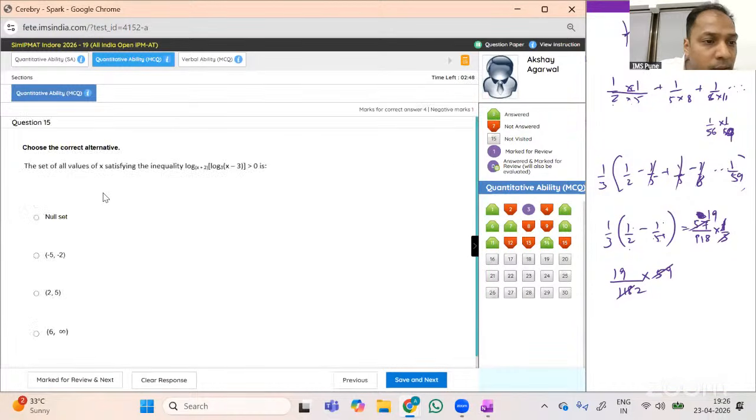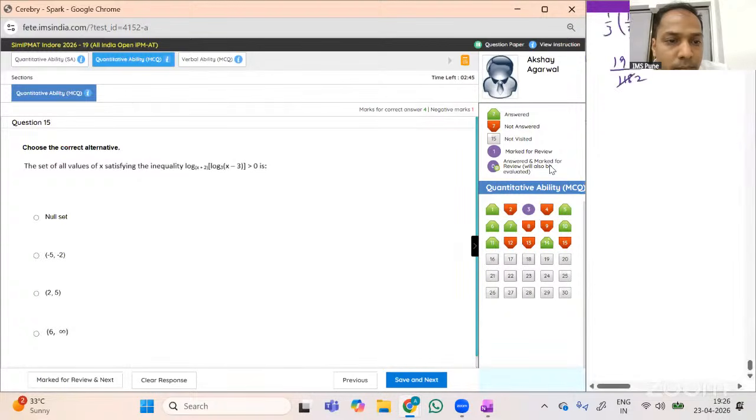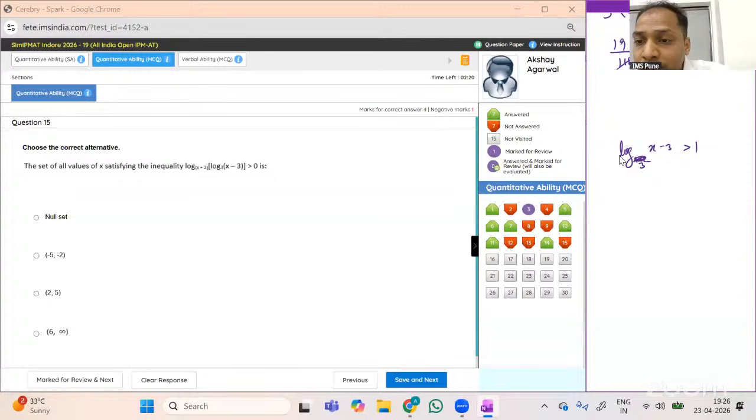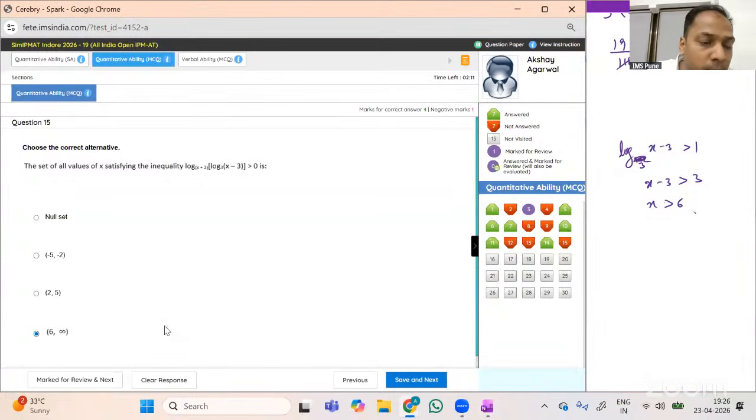Moving on, 2.9 minutes. Okay, the set of all the values of log. x minus 3 is greater than 0, therefore x is greater than 3. If the base is positive, log of x minus 3 to the base x plus 2, and if this is greater than 1, x minus 3 is greater than 3, and therefore x is greater than 6. Thank God.